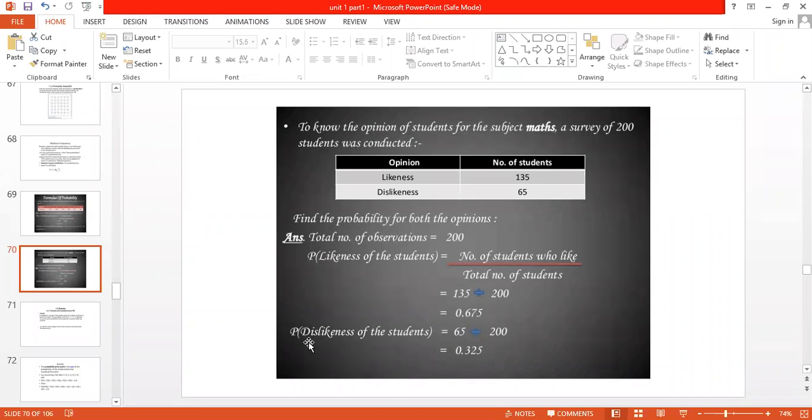Similarly, the probability of disliking is the number of students who dislike the subject divided by the total number of students surveyed. So it is 65 divided by 200. That gives us the probability of students disliking the subject.